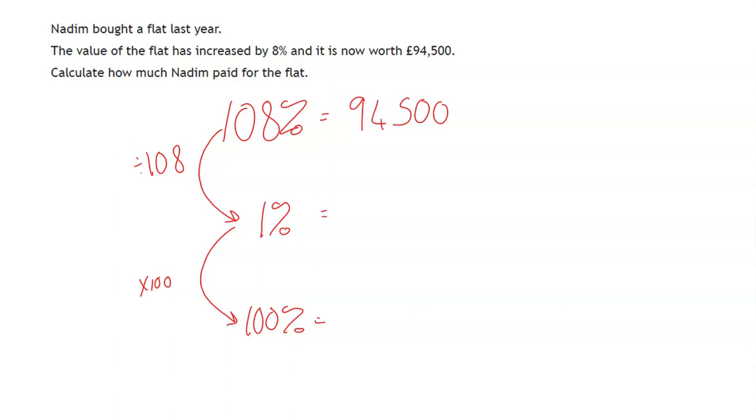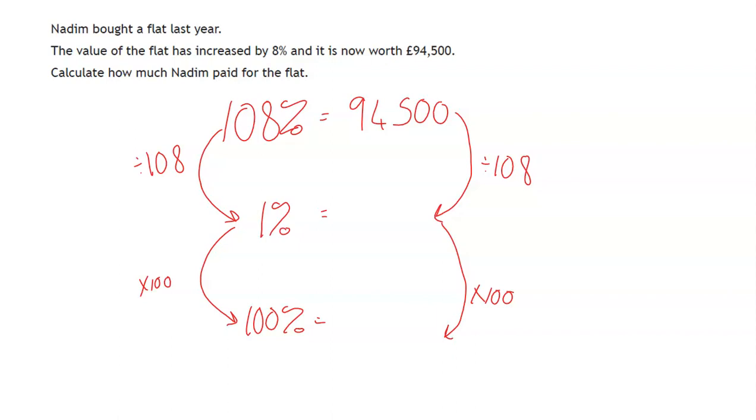So to match this up and keep the calculation going properly, I'm going to take the 94,500 and I'm going to divide it by 108. Then I'm going to take my solution for that and I'm going to times it by 100. And that'll then match up the cost with the original. Once I've done that, I'll then have my original price.